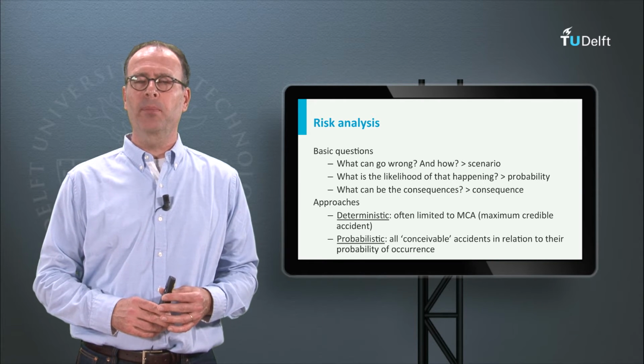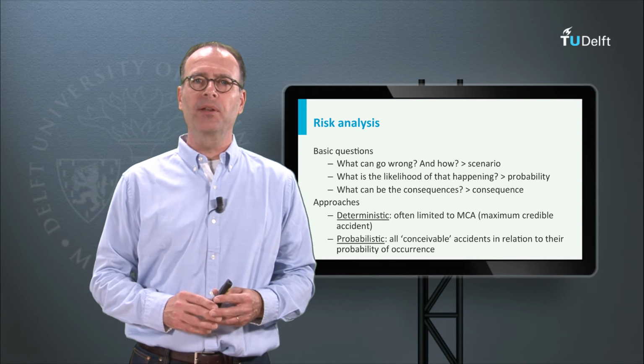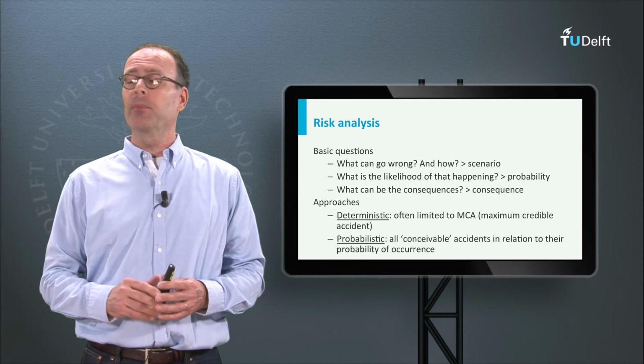Things we just don't want to happen, we prevent. In a probabilistic approach, we consider probabilities of particular accidents. I will come to talk about this latter group in my next lecture.